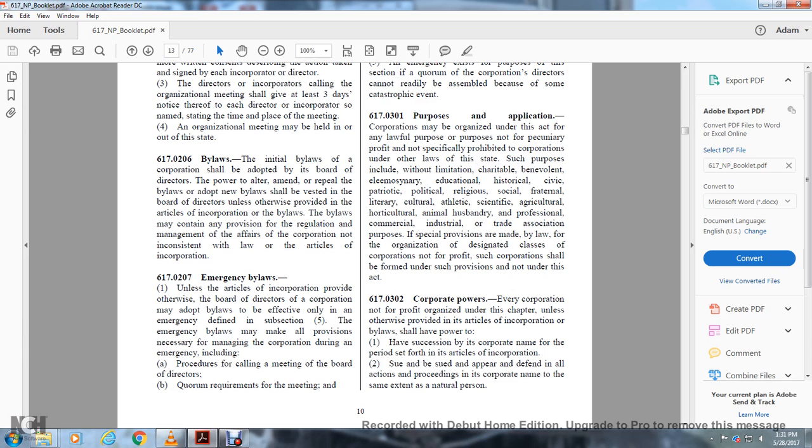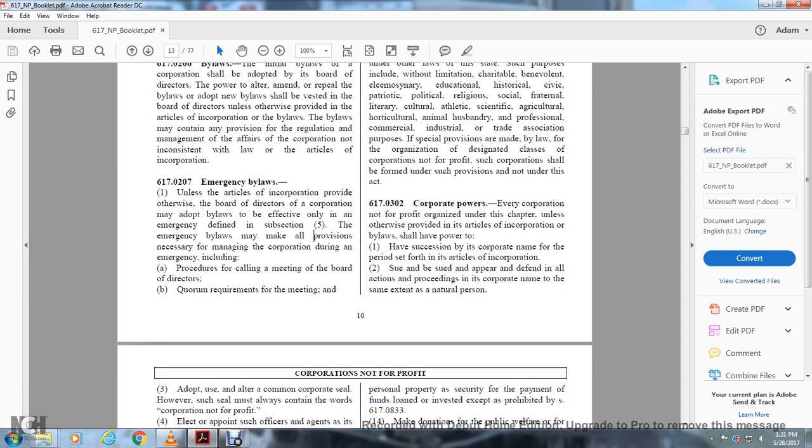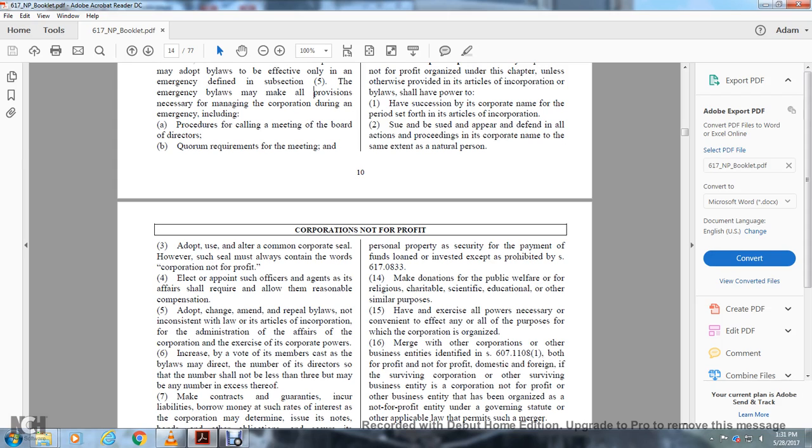617.0302 Corporate powers. Every nonprofit corporation organized under this chapter, unless otherwise provided by its articles of incorporation or by law, shall have the power to have perpetual succession by its corporate name for the period set by the articles of incorporation; to sue and be sued, and appear and defend in all actions and proceedings in its corporate name to the same extent as a natural person; to adopt, use, and alter a corporate seal, however such seals must contain the word "corporation" or "nonprofit"; and to elect or appoint such officers and agents for the affairs of the corporation as required by law, with reasonable compensation.